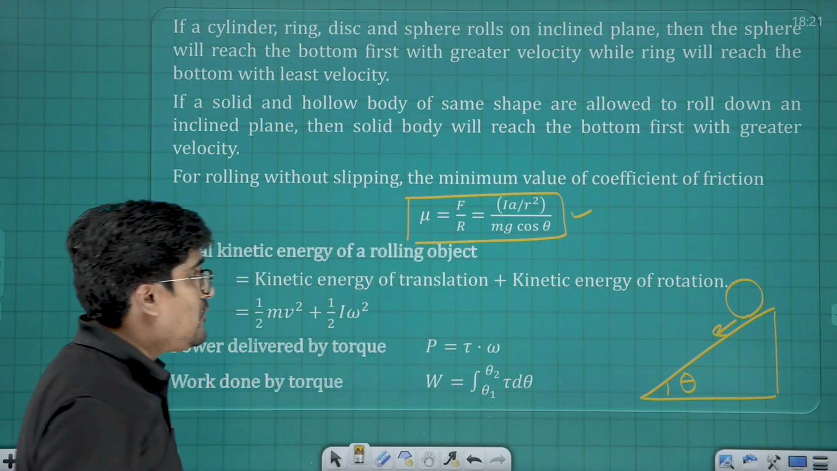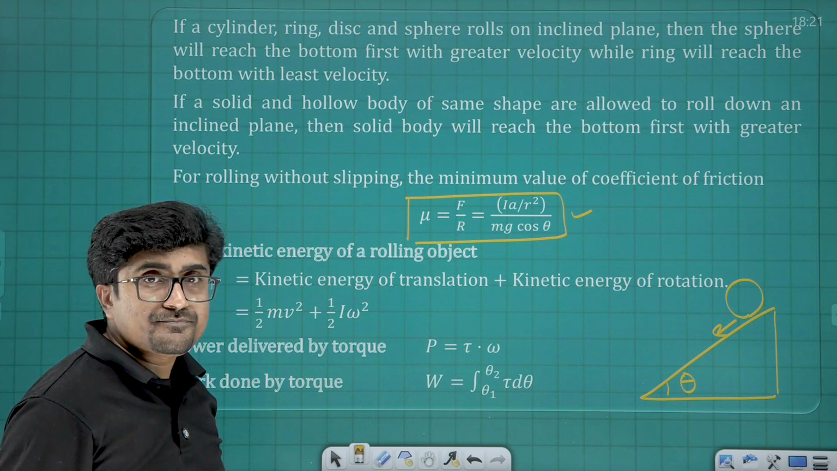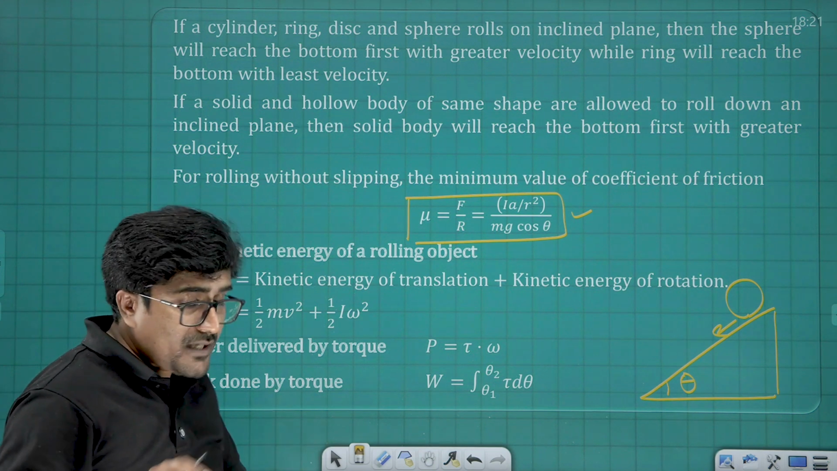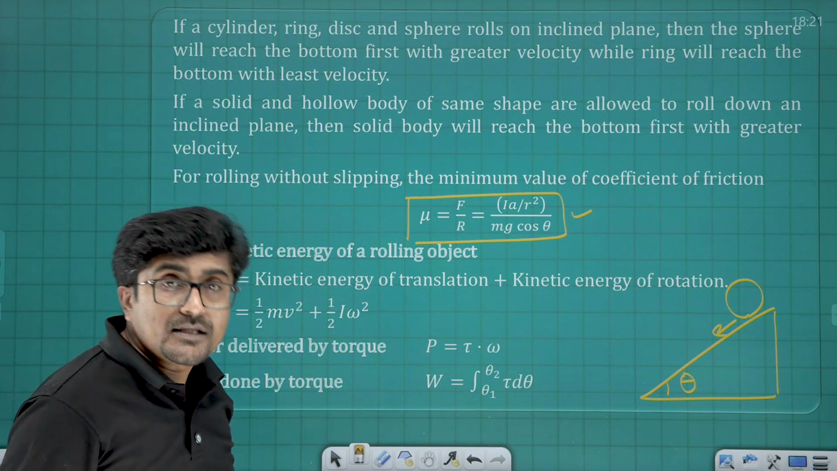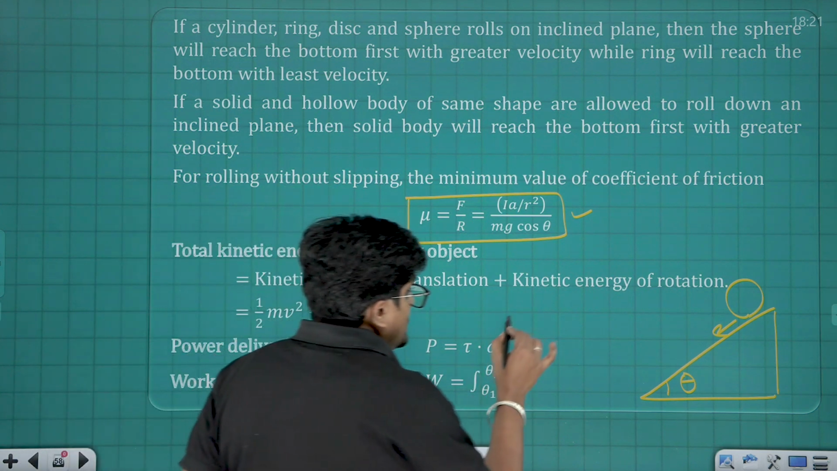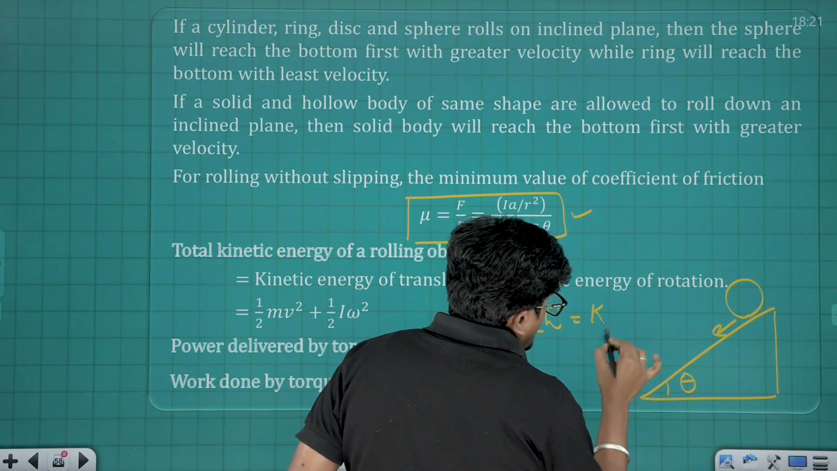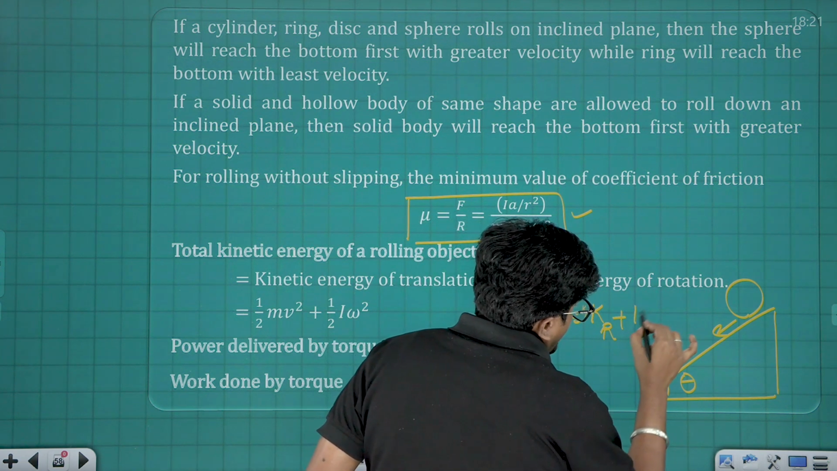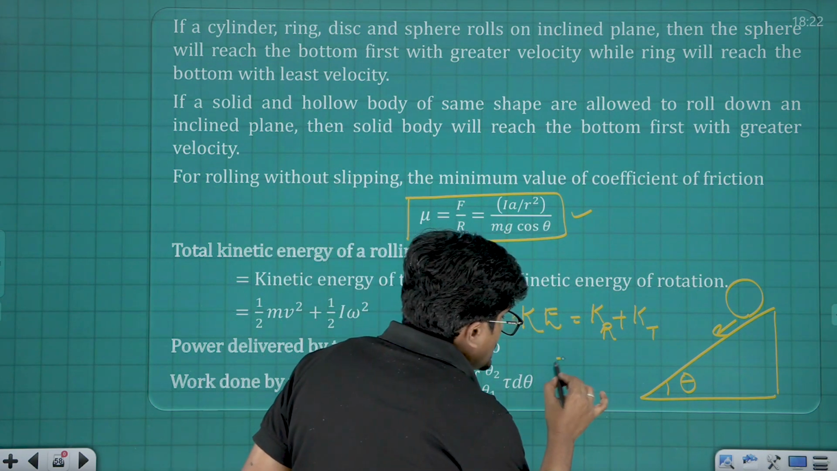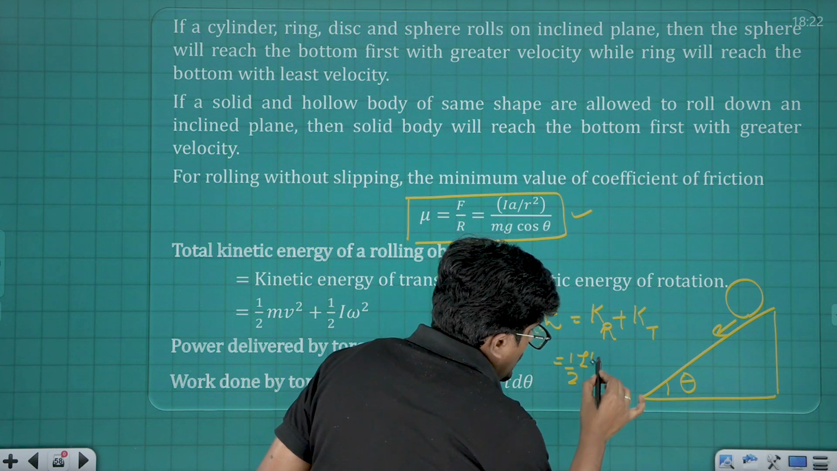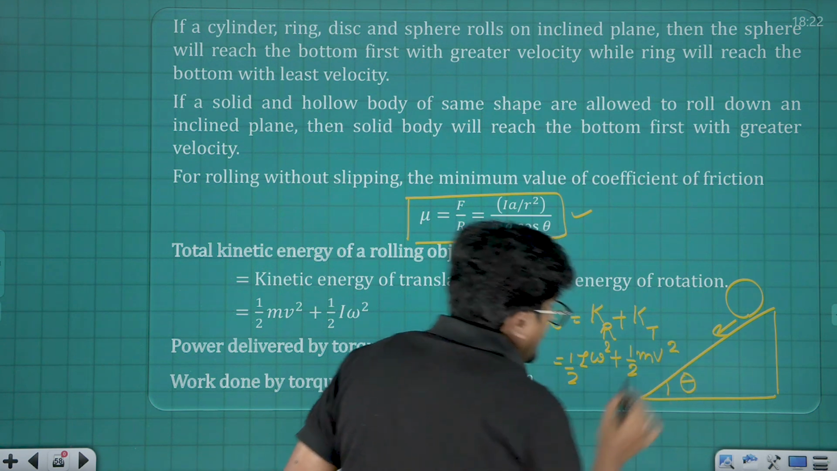And the next one is, what about the total rotational kinetic energy? Okay, not total rotational kinetic energy, total kinetic energy possessed by the body. Definitely the total kinetic energy possessed by the body, KE, is going to be kinetic energy due to rotational motion plus kinetic energy due to translational motion. All right, kinetic energy due to rotational motion can be written as half of I into omega square, and here this is going to be half of m into v square.